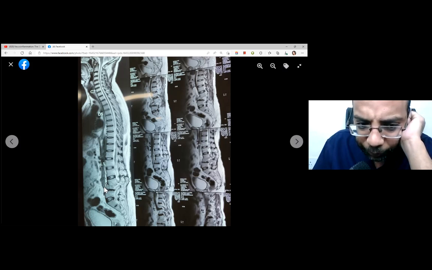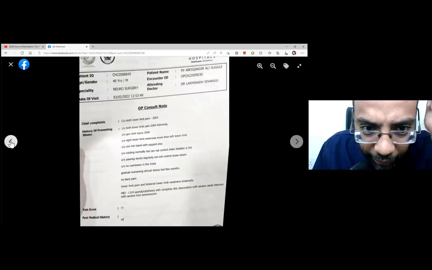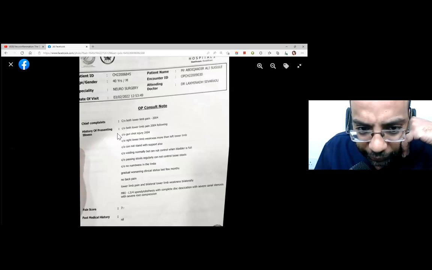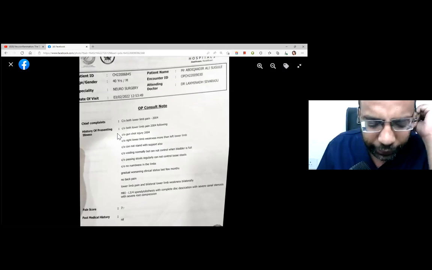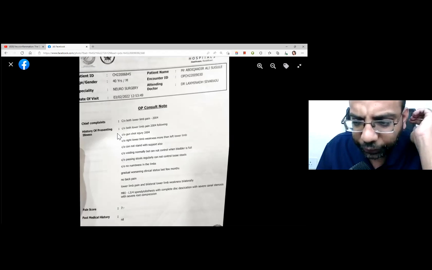Now if you go to the previous page, you will see the history of that person. You can see the third point: gunshot injury in 2004. This patient visited the US and other places, and his surgery was denied in the US. In Hyderabad, he went to the best hospital, and lastly Continental Hospital operated on him and forwarded him to us.